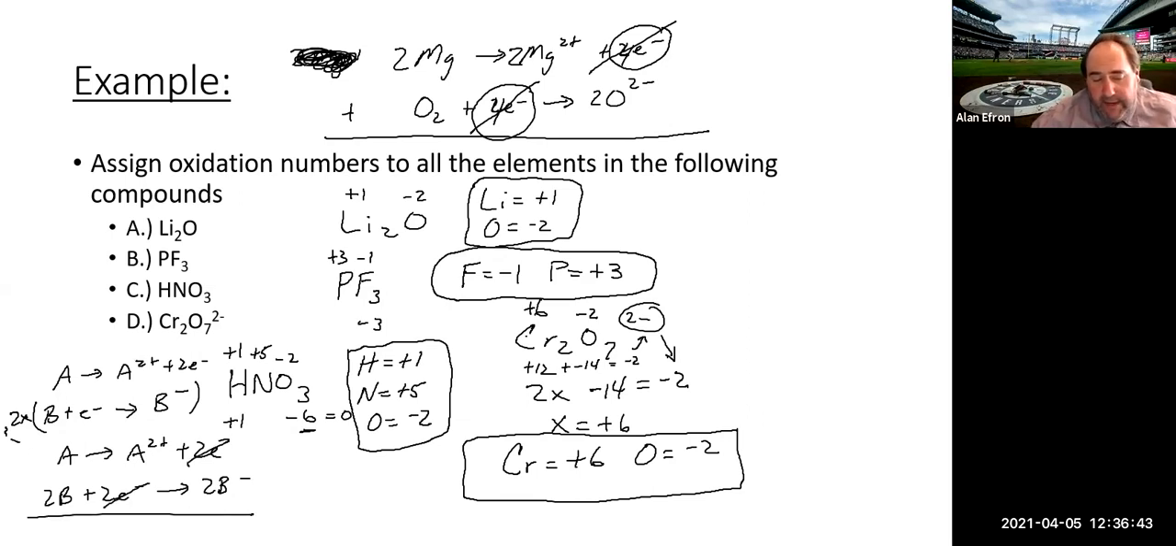So sometimes you may have to multiply a half reaction by a number. Sometimes you have to multiply both half reactions by a number. But the important thing is that before you add the half reactions back together, they do need to contain the same number of electrons.